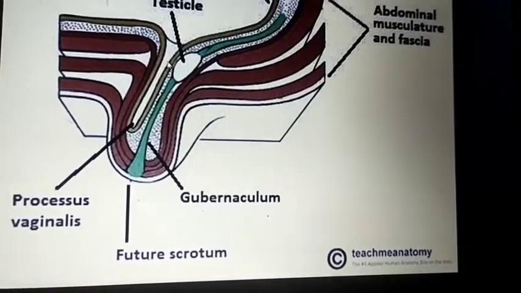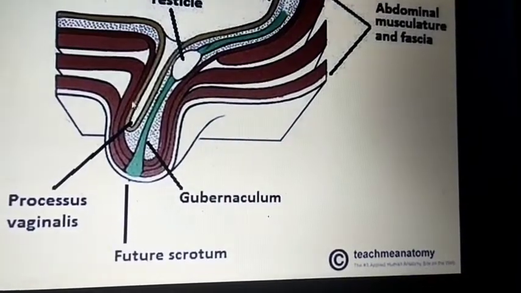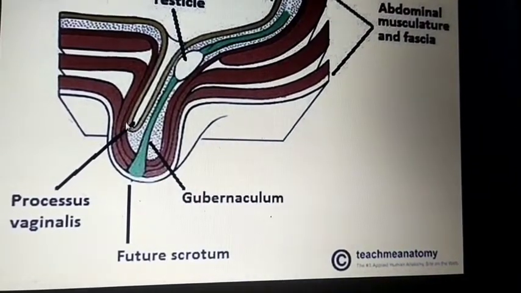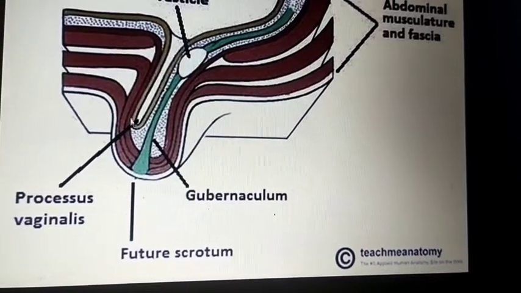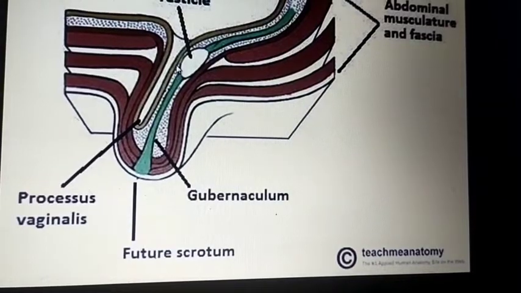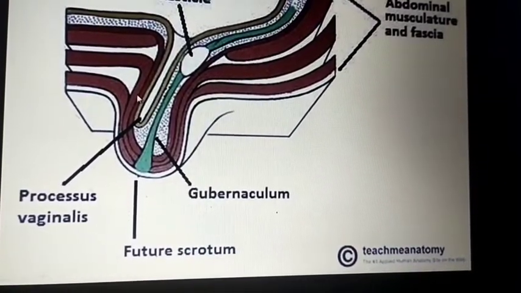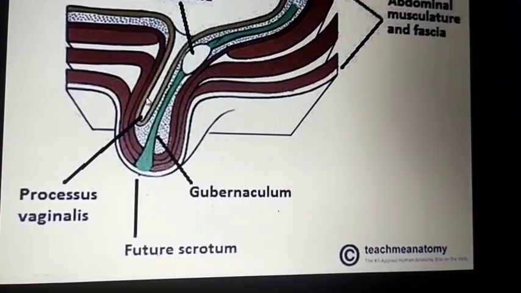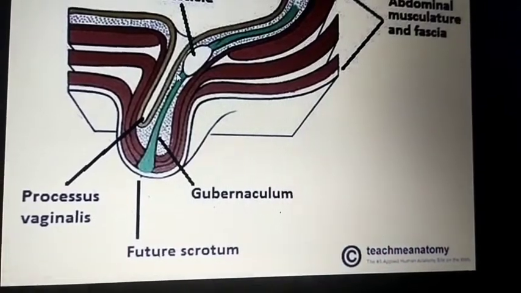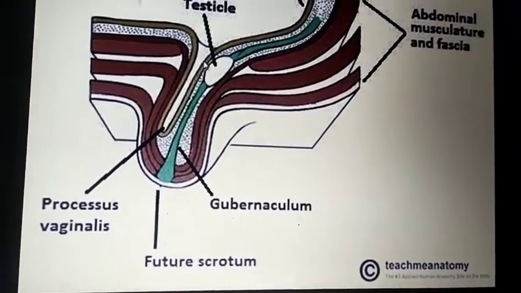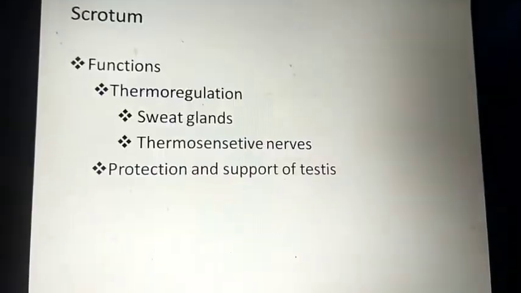After birth, after the complete descent of the testis into the scrotum, this processus vaginalis is obliterated and converts into the tunica vaginalis. Parietally, towards the wall, this layer is the parietal tunica vaginalis, and towards the visceral side it forms the visceral layer of the tunica vaginalis. Okay, you can go for the next slide.